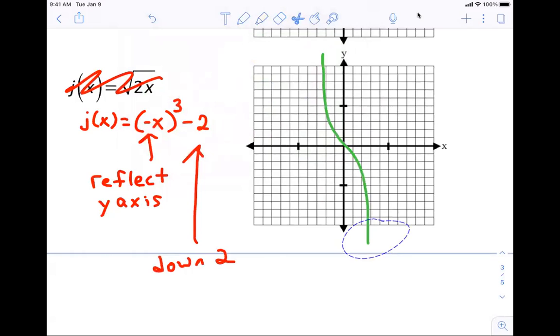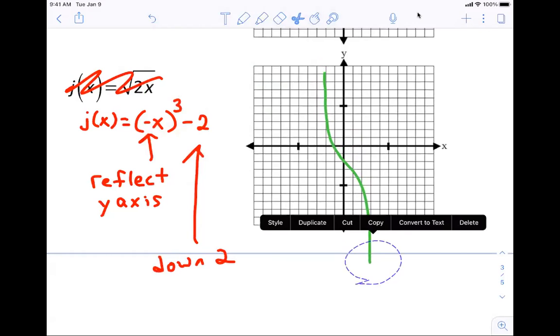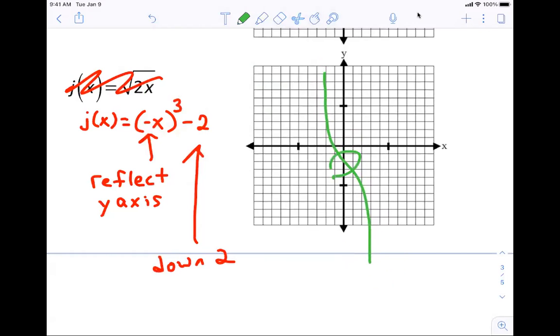And then I'm going to move it down 2. So I'm taking this center point here because it goes to the origin, and that's the easiest one, I think, to recognize. I'm going to move that center point down 2. So I really focused to make sure that went through negative 2. And then that green graph now is my final answer.